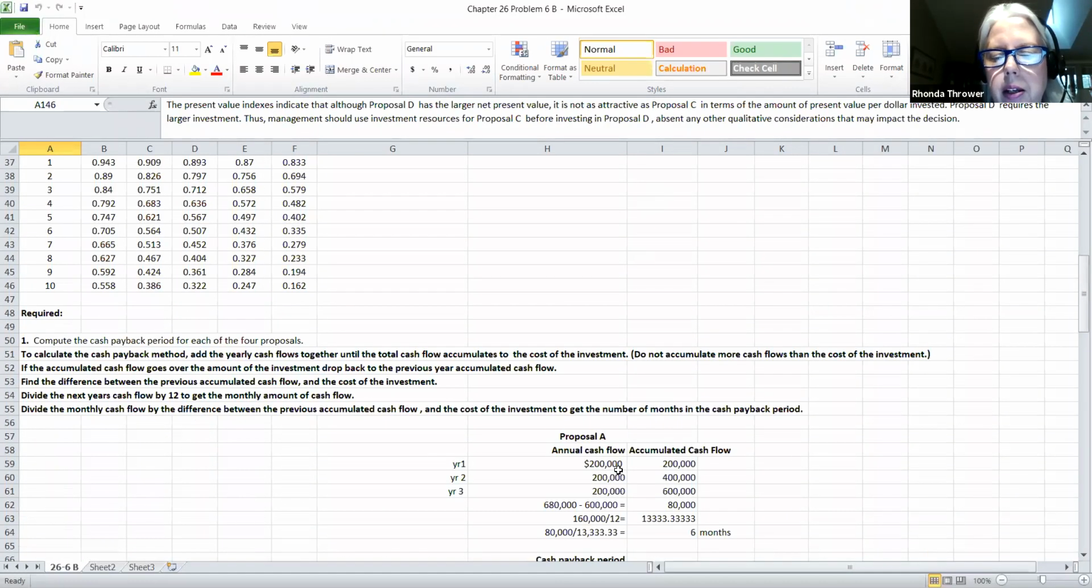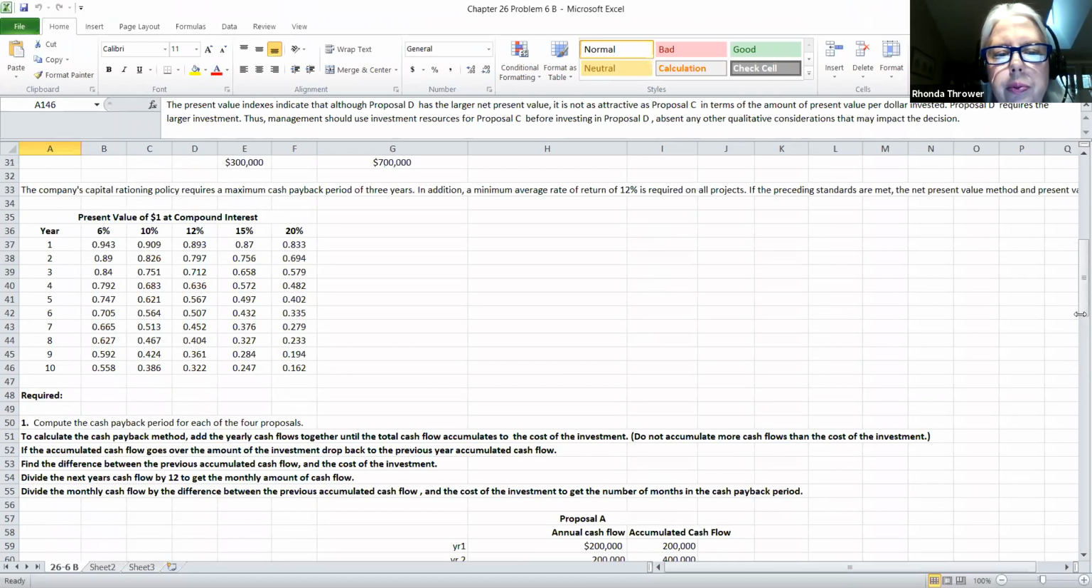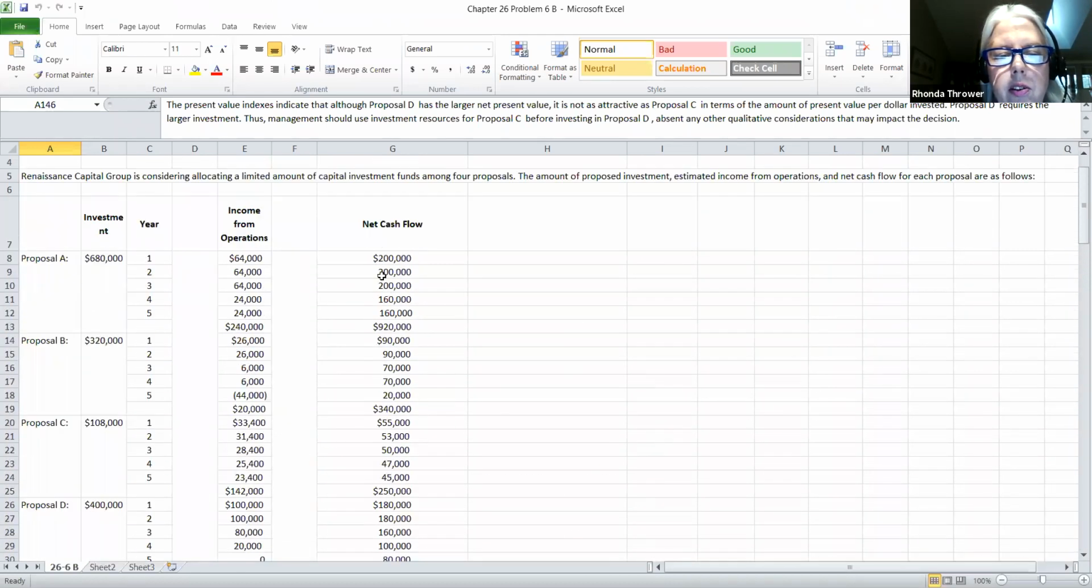If we receive $200,000 in cash flows during year 1, that will be the accumulated cash flow at the end of year 1. In year 2, we're expecting some more cash flows. So go back to see what the cash flows were in year 2. It just so happens they were $200,000 that they were expecting again in year 2.